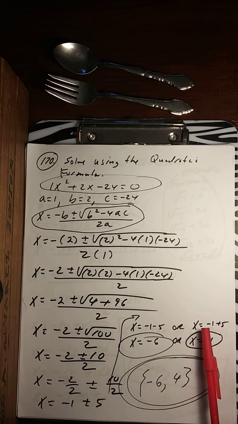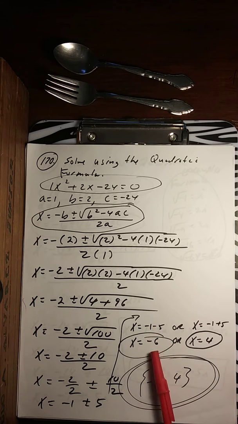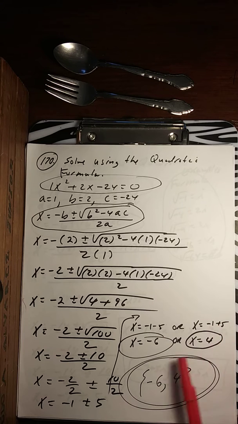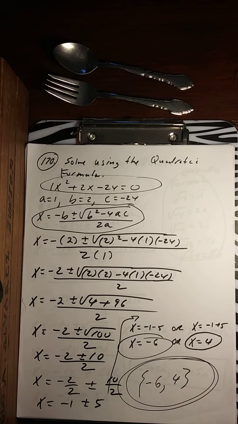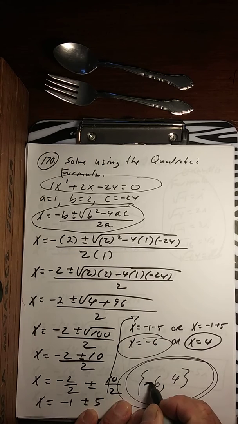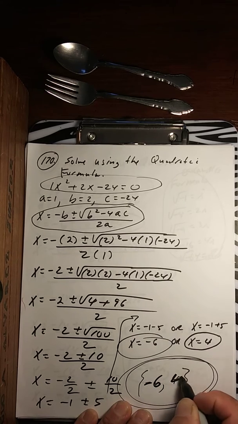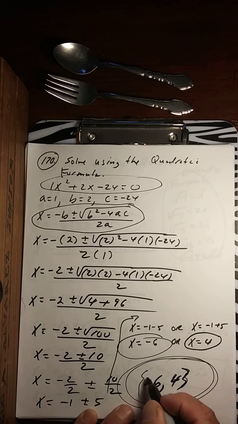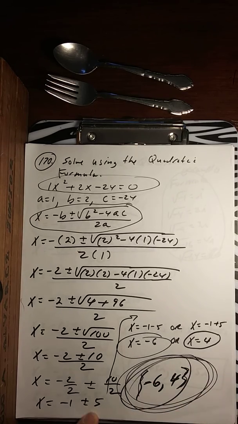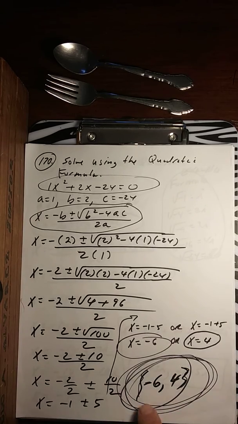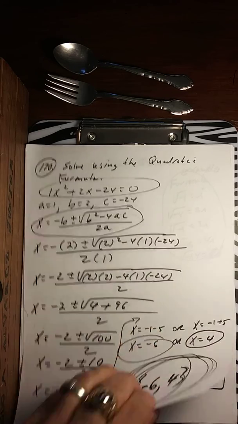That's going to be negative 1 plus or minus 5. Negative 1 minus 5 is negative 6. And negative 1 plus 5 is going to be 4. So the answer is going to be what? Negative 6 and 4. Right there. These are the answers right there. Okay? Negative 6 and 4.